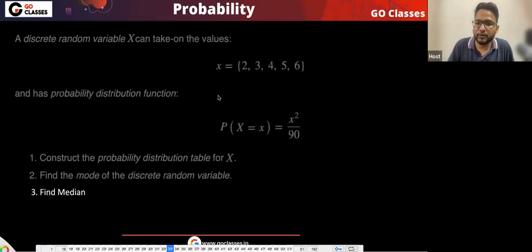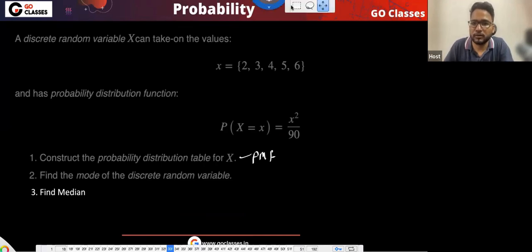Suppose they have given you this random variable x. They are saying a discrete random variable x can take on the values 2, 3, 4, 5, 6, and this is the probability distribution that they have given. Now they are saying: construct the probability distribution table for x, find the mode, find the median. This means just write the PMF and find out the mode and the median. Let's just do it.